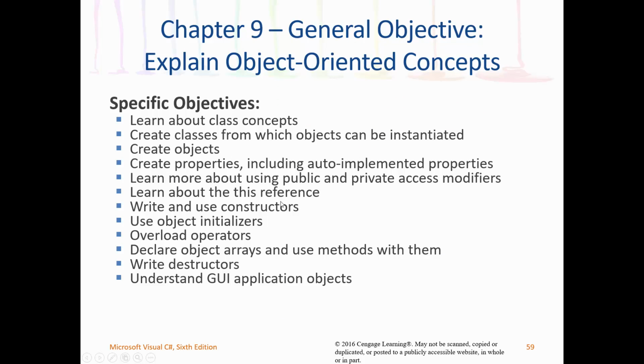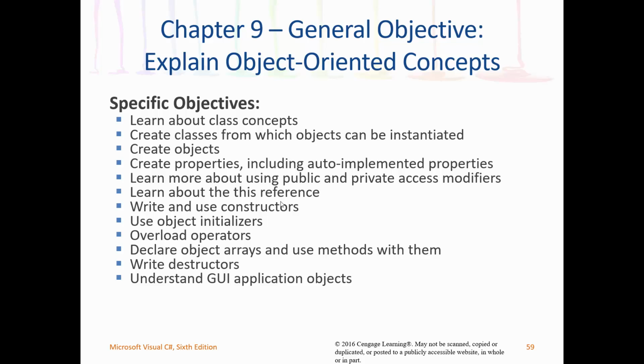So again, in this chapter, we went over some class concepts. We learned how to create a class. We learned how to create or instantiate objects of that class. We learned about properties, both auto-implemented and non-auto-implemented properties. We learned about public access modifiers, private access modifiers, protected access modifiers, and internal access modifiers. We learned about the keyword this.